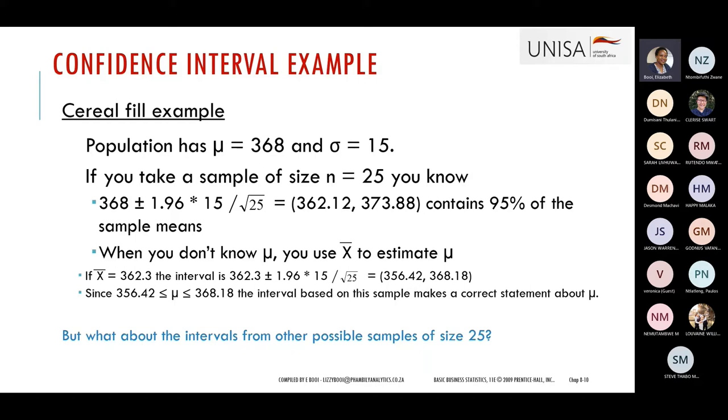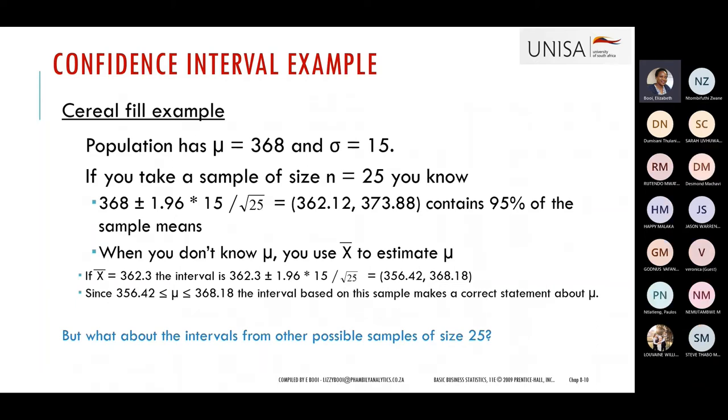Our Z value of 1.96 is from a 95% confidence interval. I know that because I'm going to show you how to get to 1.96. Multiply this by the standard error. You remember the standard error? We learned about it in study unit 7 from the sampling distribution. So multiply this with the standard error, which is your population standard deviation divided by the square root of your sample size. We know our sample size is 25, our standard deviation is 15. And this gives us our lower limit of this confidence interval of 362, and our upper limit of 373.88. And this is contained in 95% of the sample mean.